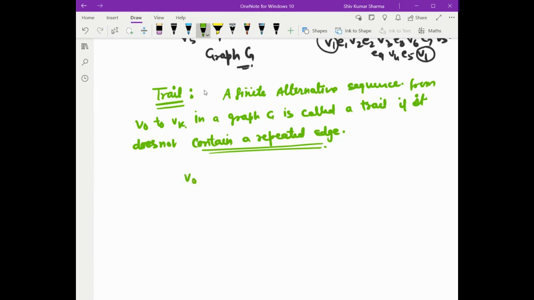So when you start visiting from V0, E1, V1, E2, V2, E3, and visit all the vertices up to Vk minus 1 and Ek, and last is Vk, such type of graph is said to be a trail. It contains no repeated edge.